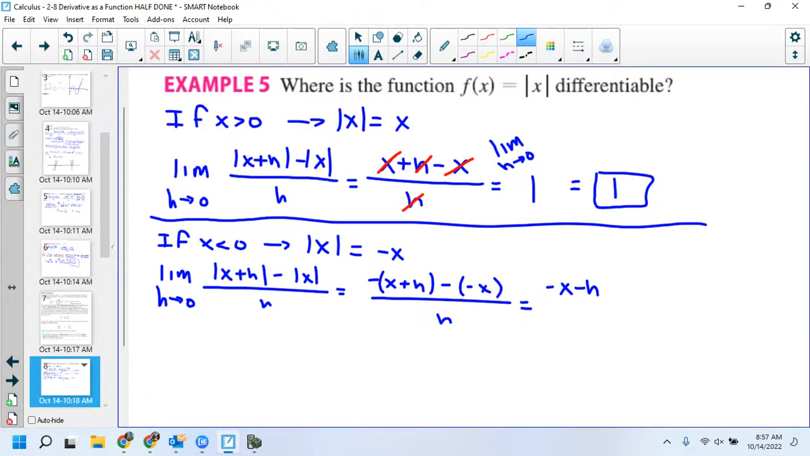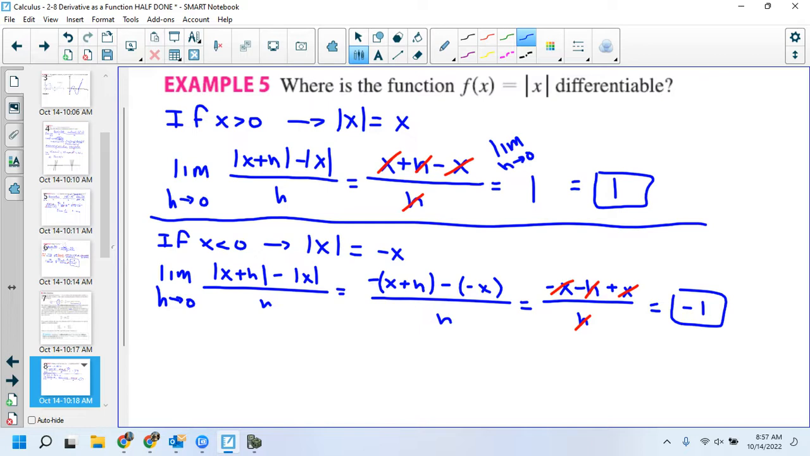Negative x minus h plus x all over h. And look what happens now. Presto changeo. What is this reduced down into now? Negative 1, which makes sense because what is the slope on the left side of my V shape? Negative 1.